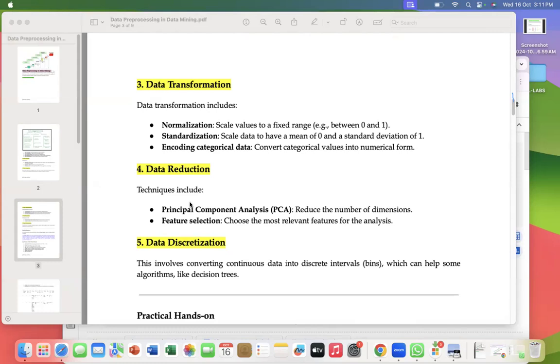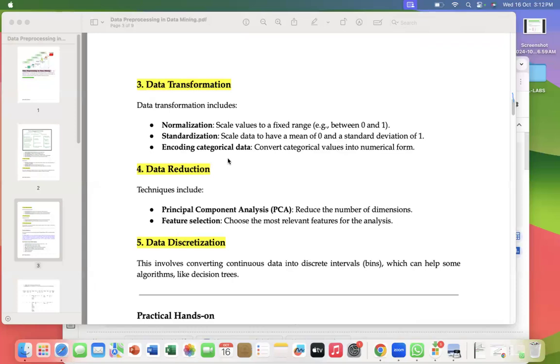For example, qualifications are like undergraduate, postgraduate, then numerical data: age, height, something like that. Now, you know about this categorical data and numerical data.